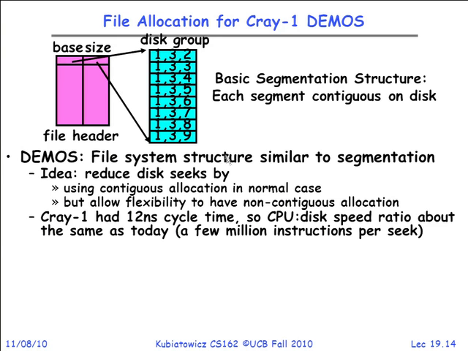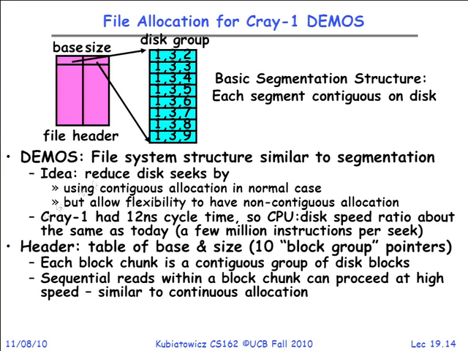So the header was a table of these base size pairs, 10 block group pieces. Sequential reads are fast as long as you're in here. How do you do random access? Sequential is pretty clear. How do you do random access here? Yeah, exactly. You walk this, you pull these 10 pointers in and you add the sizes up till you get to where you want, and then you just do an offset on that. So it's efficient at random access as well.